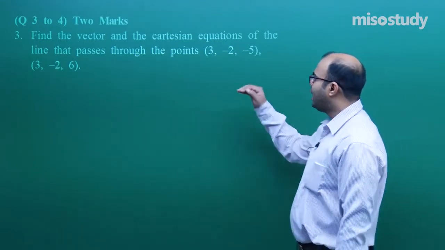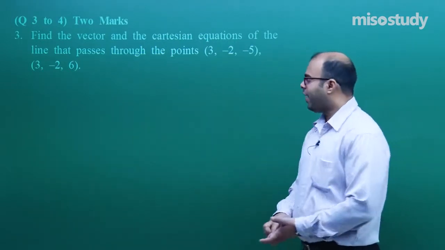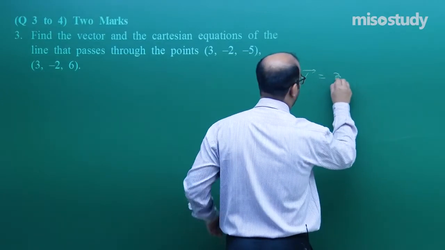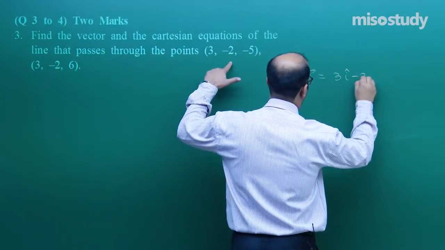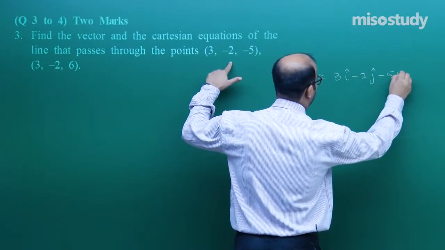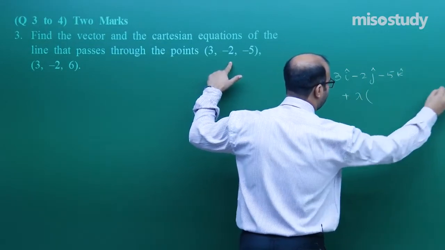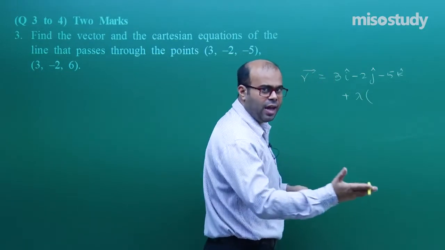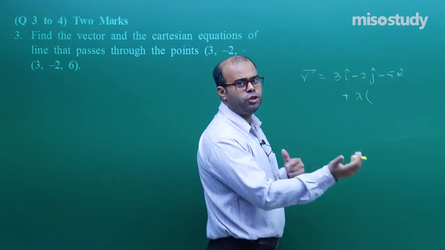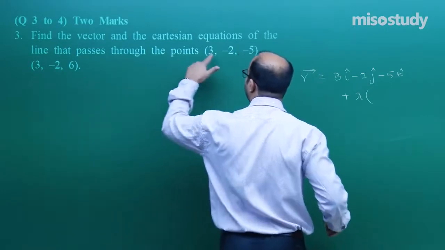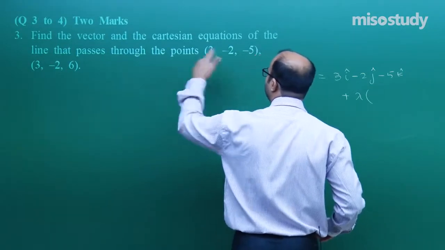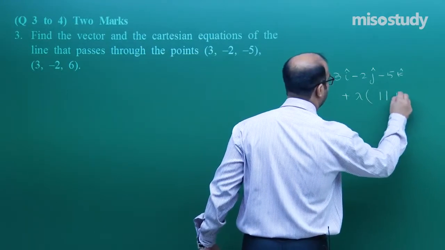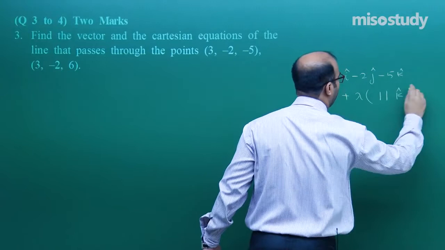Since we know that the line passing through 2 points in vector form can be given as r is equal to the position vector of any one point, we will take. So let us take the position vector of this point plus lambda times the difference of the position vectors of these 2 points. That means the vector along that line actually comes from the difference of the position vectors of these 2 points. So 3 minus 3 will be 0 i cap, minus 2 plus 2 will be 0 j cap, and 6 minus minus 5 will be 11 k cap. So we get the vector along the line as this.